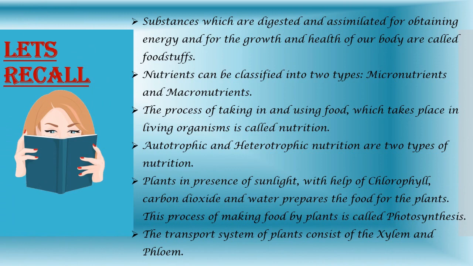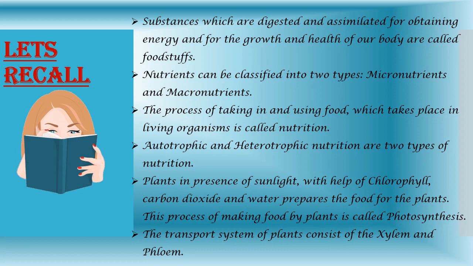So students, before beginning with Module 2, let's recall what we have studied in Module 1. We studied that substances which are digested and assimilated for obtaining energy and for the growth and health of our body are called foodstuffs. Nutrients can be classified into two types, that is micronutrients and macronutrients. The process of taking in and using food which takes place in living organisms is called nutrition. And there are two types of nutrition, that is autotrophic nutrition and heterotrophic nutrition.